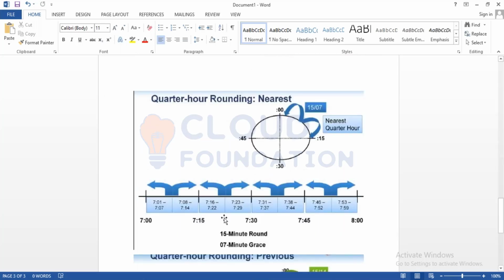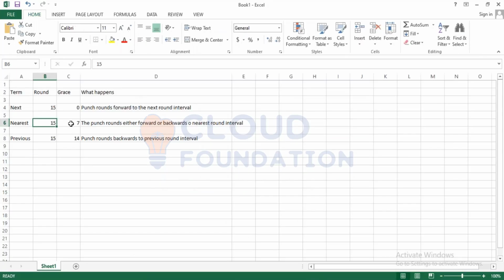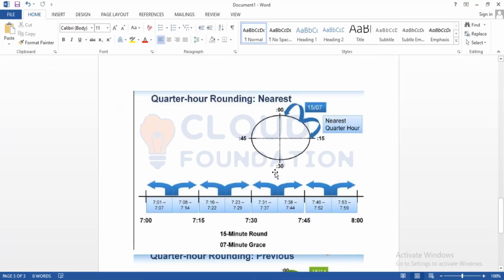So the next type is nearest. What this next, nearest, previous means is that based on what your company is going to ask you, you have to decide which one will suit. If this person is coming here, I wanted to go back, I wanted to go forward. So based on that, you have to make the decision. So this is nearest. In nearest, grace is always half of round, and the punches are going to go back or forward.